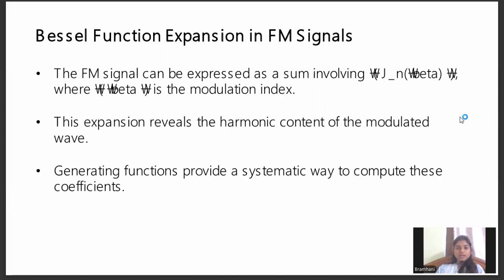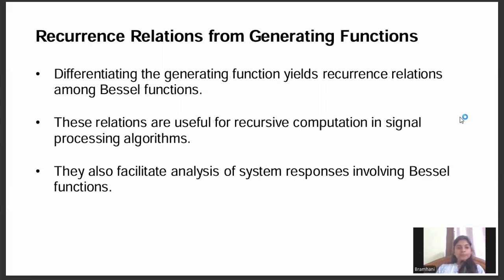Bessel function expansion in FM signals. It can be expressed as a sum involving Bessel functions, where beta is the modulation index. The expansion reveals the harmonic content of the modulated wave. Generating functions provide a systematic way to compute these coefficients.